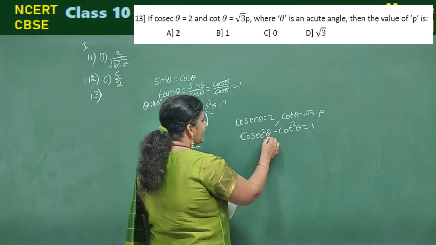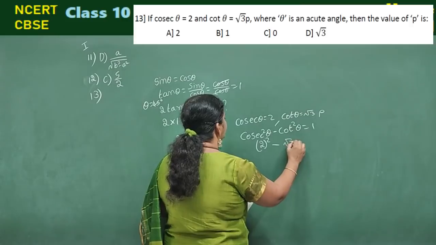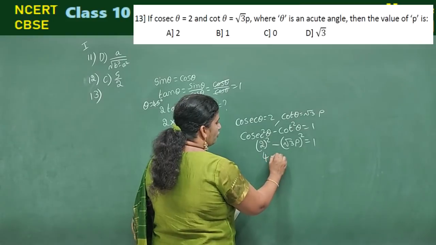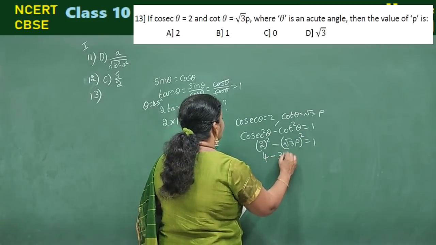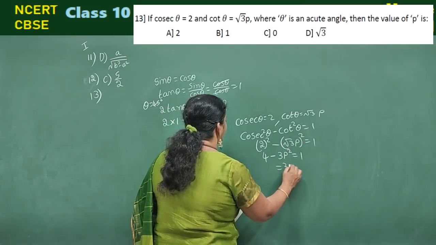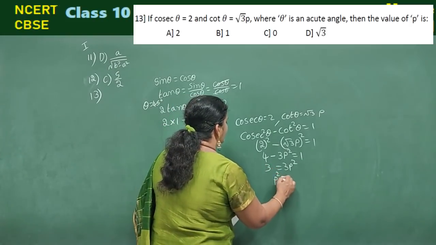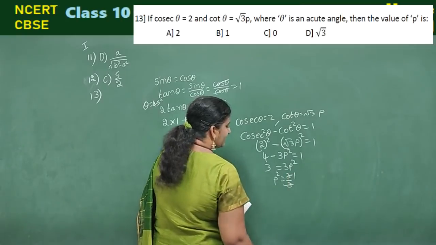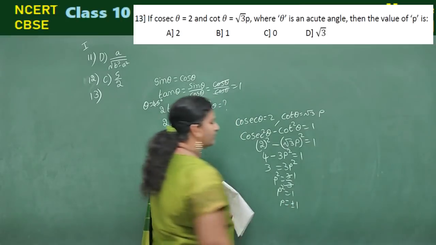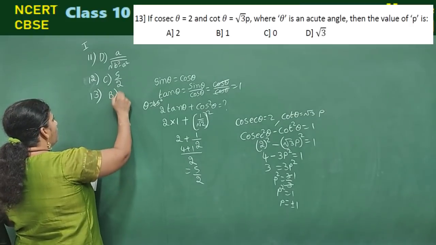So, cosecant theta value is 2. 2 whole square minus cot theta value root 3p whole square is equal to 1. 2 twos are 4. Root 3p whole square is 3p square. Send this minus 3p square to the other side, and 1 bring this side. 4 minus 1 will be 3. P square is equal to 3 by 3. 3 ones cancel. P square is equal to 1. P is equal to plus or minus 1. So P value is only 1. So your answer is option B, 1.